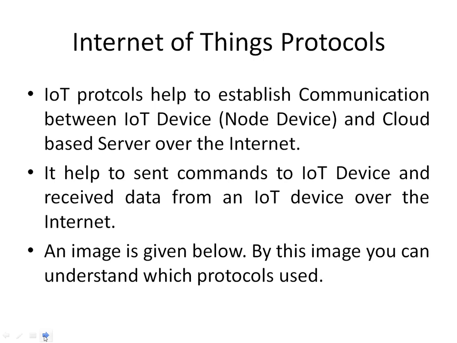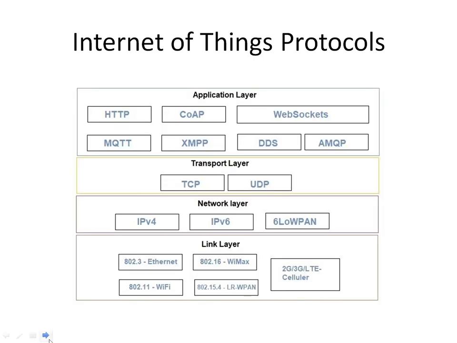The image is given below. By this image you can understand which protocol is to be used. In the Internet of Things protocols, you have the application layer, transport layer, network layer, and link layer. At the link layer you have Ethernet, WiMAX, Wi-Fi, LR-PAN, and cellular. At the network layer, IPv4, IPv6, and 6LoWPAN. At the transport layer, TCP and UDP. And at the application layer, HTTP, CoAP, WebSocket, MQTT, XMPP, DDS, and AMQP.